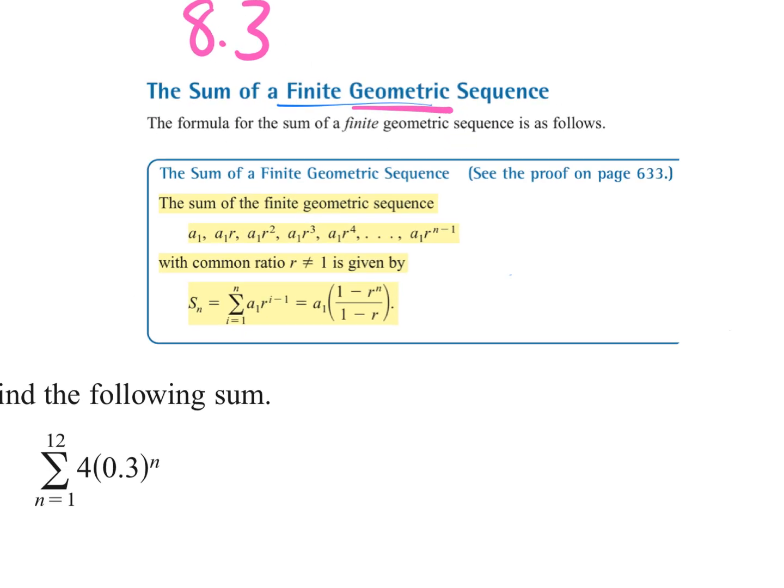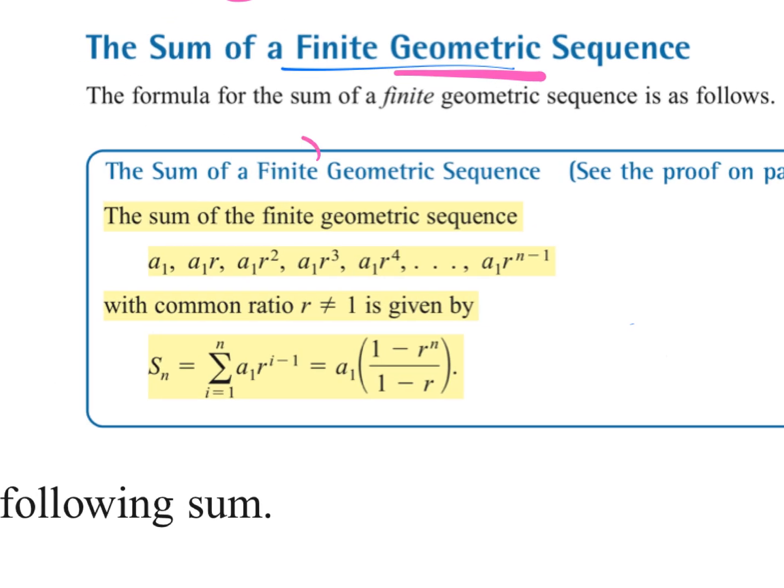The first one we're going to talk about is finding the sum of a finite geometric sequence. Finite is the opposite of infinite. Infinite goes to infinity. Finite means that it has an ending. So it ends. It's going to have a start and an end.